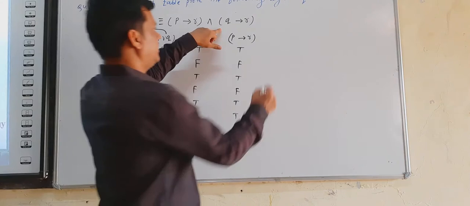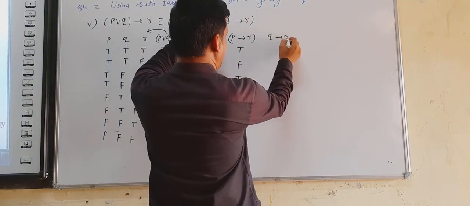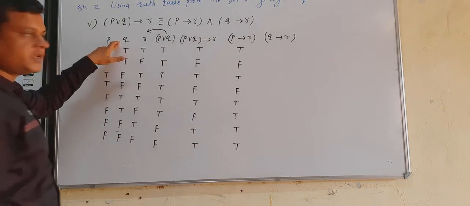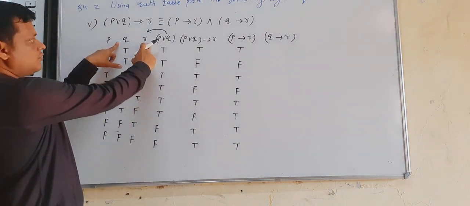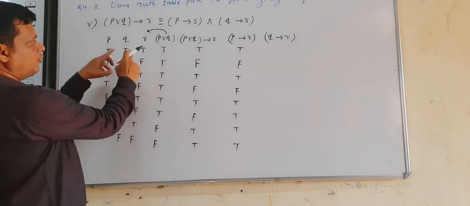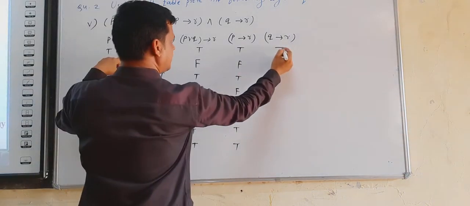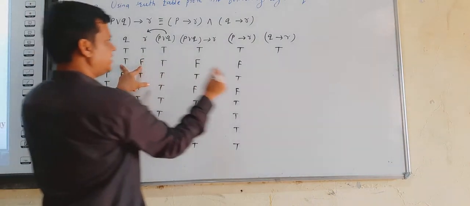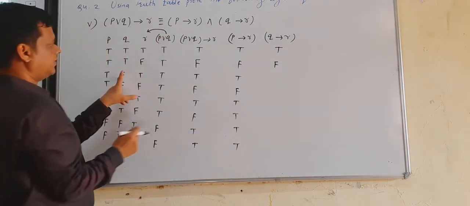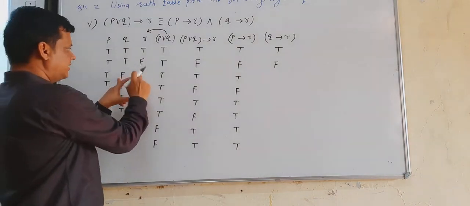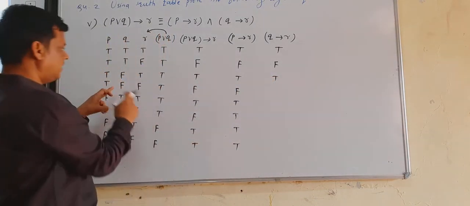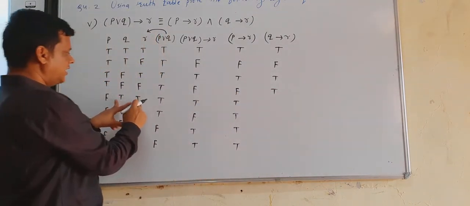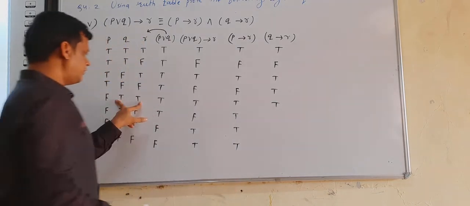Now next is Q implies R. First statement is Q, second statement is R. Now check the entries. Both entries are same, therefore its truth value is T. Both entries are not same, the second statement result is F. Entries are not same, second statement result is T. And both the entries are same, therefore its truth value is T.